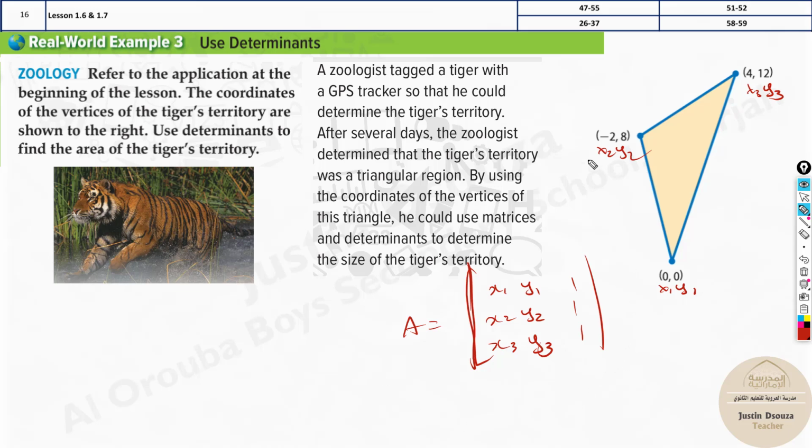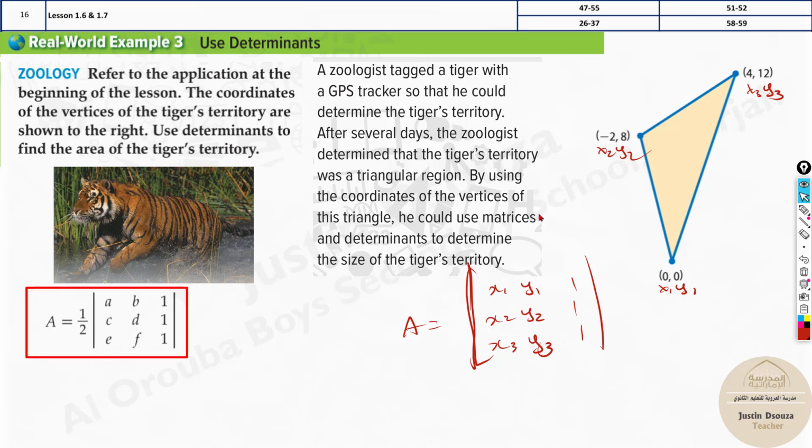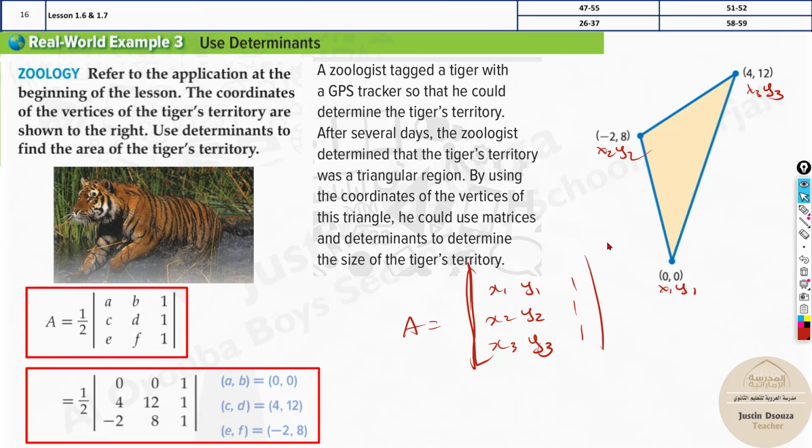Now here you can choose anything as x1 y1. It's your choice. You can choose this as x1 y1, this as x2 y2. Your answer will be the same. So this is the formula. It's written as AB, but it's understood. It's one coordinate point, another coordinate point, and the other coordinate point.